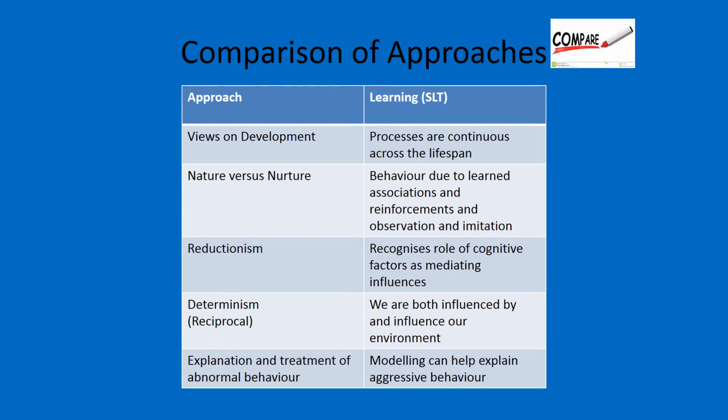In terms of determinism, the way that social learning theory thinks about things is it talks about reciprocal determinism. This idea that actually we both influence and are influenced by our environment. So there's two factors at play there. Both of those factors will affect our behaviour, but it's not just simply a one-way street as behaviorism is. And the last little idea there is about explanation and treatment of abnormal behaviour. Well, again, if you believe in social learning theory, you would believe that you can unlearn unhelpful behaviour. So things like modelling less aggressive behaviour or modelling more aggressive behaviour, depending on the situation that you're trying to address.